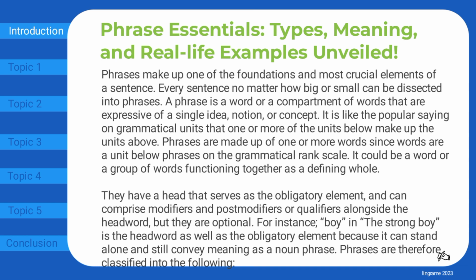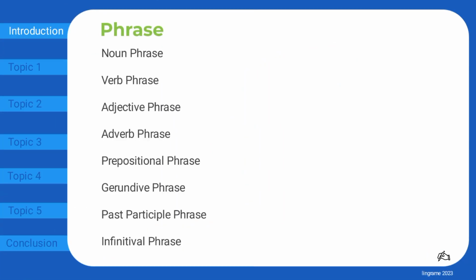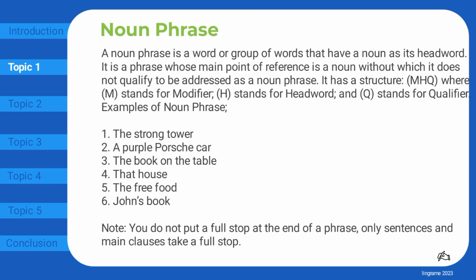For instance, boy in the strong boy is the head word as well as the obligatory element because it can stand alone and still convey meaning as a noun phrase. Phrases are therefore classified into the following: noun phrase, verb phrase, adjective phrase, adverb phrase, prepositional phrase, gerundive phrase, past participle phrase, and infinitival phrase.